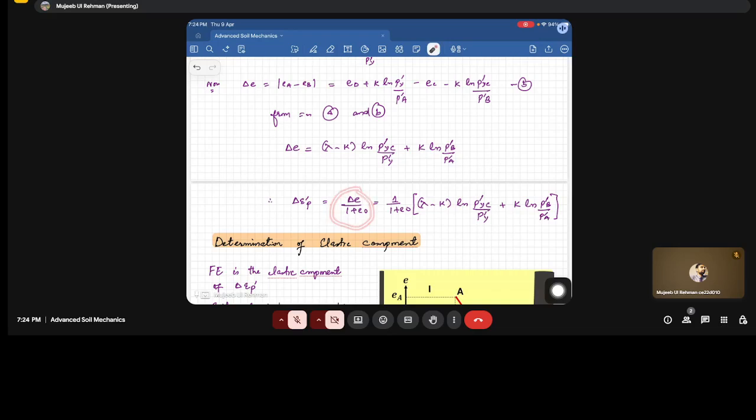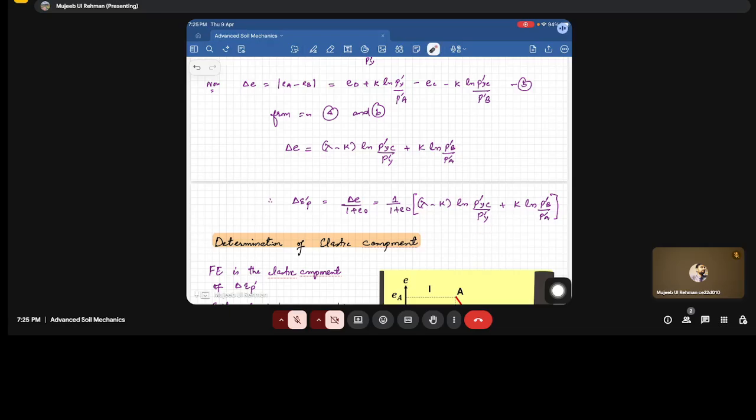Now the total volumetric strain can be given by delta e divided by 1 plus e naught, the change in void ratio divided by 1 plus the initial void ratio, or change in volume divided by total volume. So total volume, if you know that phase diagram, is going to be 1 plus e naught. So delta e you can use from here. You will get the equation for the total volumetric strain given by 1 divided by 1 plus e naught times lambda minus kappa ln of P'_yC divided by P'_y plus kappa times ln of P'_B divided by P'_A.